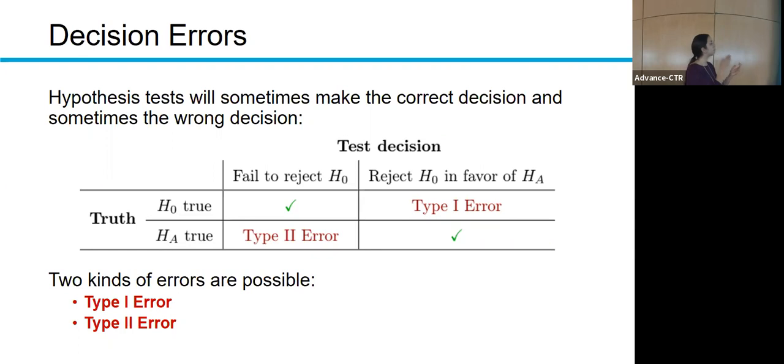So for example, if the truth is that the null is true, but you end up rejecting the null, then that's what we call a type 1 error. That's the probability of rejecting the null given that the null is true. On the other hand, if the alternative is true, but you fail to reject the null, you've made another mistake. And that mistake is quantified as the type 2 error, the probability of failing to reject the null given that the alternative hypothesis is true.